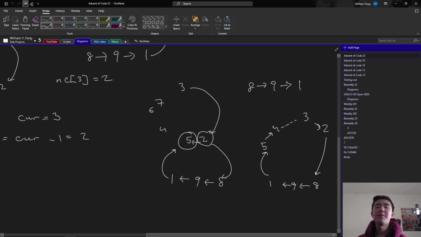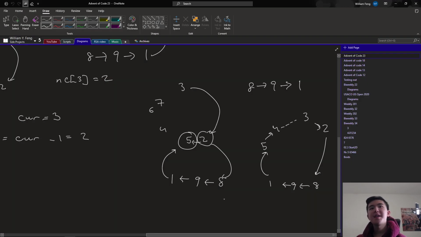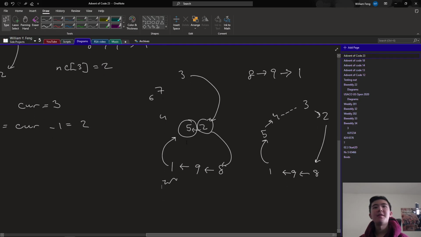In this case, that would be 5. We want to assign the last value of our remove list. That next cup is going to be 5. So in this case, our last removed cup is 1. 1 is going to have to go back to 5 because it's the last element in our remove list. Then we set the destination cup's next cup to be our first cup in our remove list.